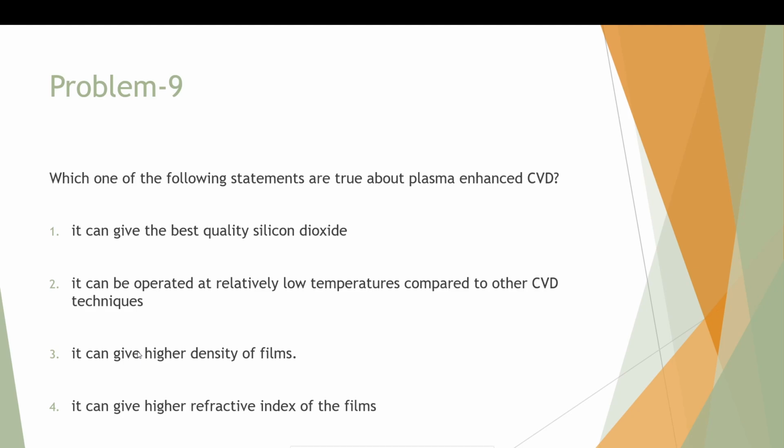I just remember that in class sir had showed some table in which he had compared the quality of films for different processes, and he has shown that higher temperature processes are usually giving better quality of films. And in the same table, he had also discussed the densities and refractive indices. And PECVD actually gives very good density of films. The physical reason behind it, I don't remember, but it gives very good density and very good refractive index. So second, third, and fourth are the correct options here.